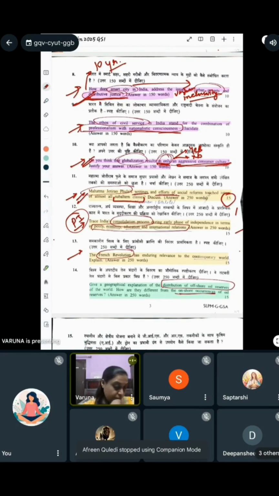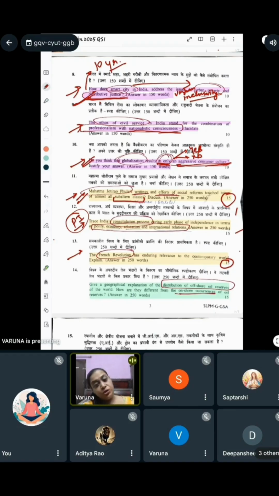Next question. The French Revolution has enduring relevance to the contemporary world. Explain. French Revolution is very clearly mentioned in the syllabus for world history. Normally people tend to skip world history. But this year they have asked world history as a 15 marker. It became really important. You cannot just miss this particular question. And you cannot just write very generic points because it is a 15 marker. So each number, each argument, whatever we are producing here matters.